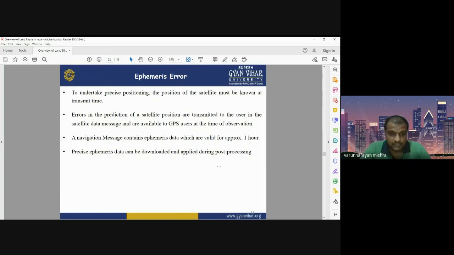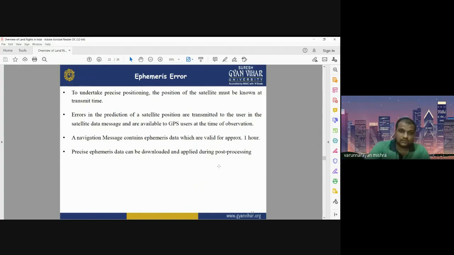It can be downloaded from the GPS receiver. The GPS receiver temporarily receives this ephemeris data, and you have to download it. You can also download that ephemeris data from a website. Okay, this ephemeris data is also available on the website, and you can use it for the post processing of your GPS signal.